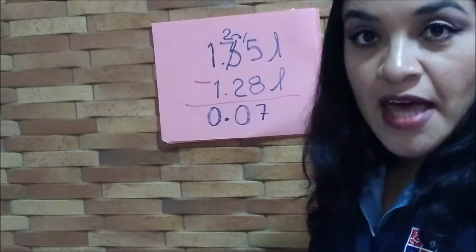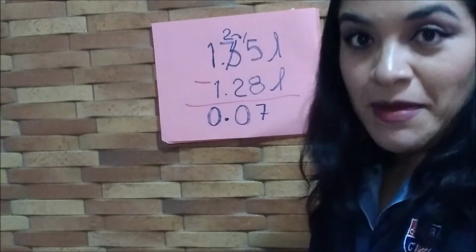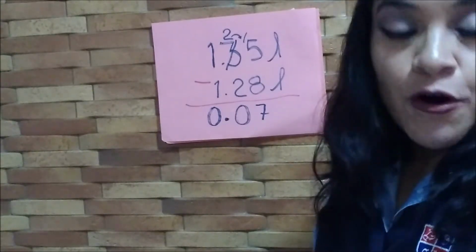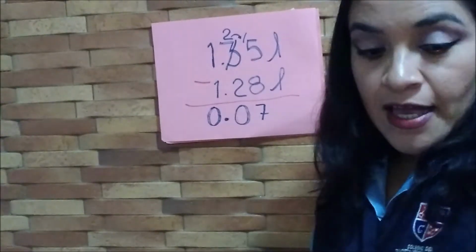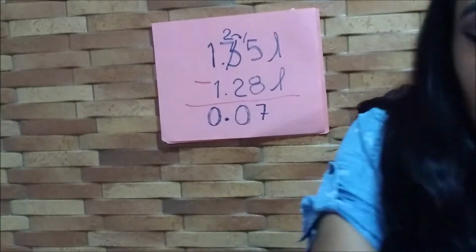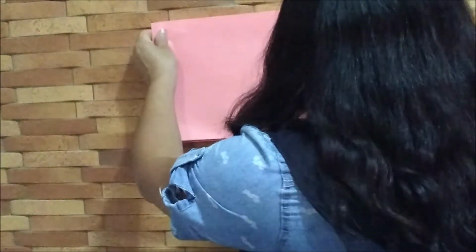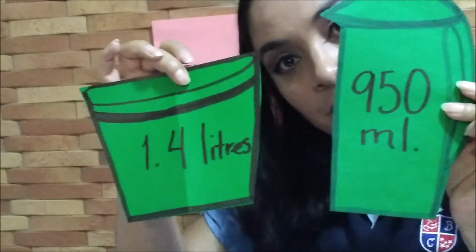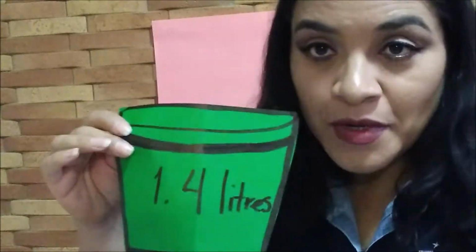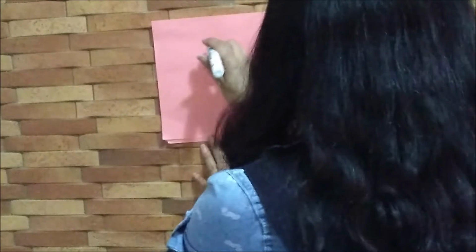Let's do the same with our letter B. You do it by yourself because we need to give an answer for all the 4 pairs. But we will work with the letter C again. What is the difference between my green containers? And 950. Which one is bigger? Well, even when it looks taller, this holds more water. In numbers, 1.4 liters.